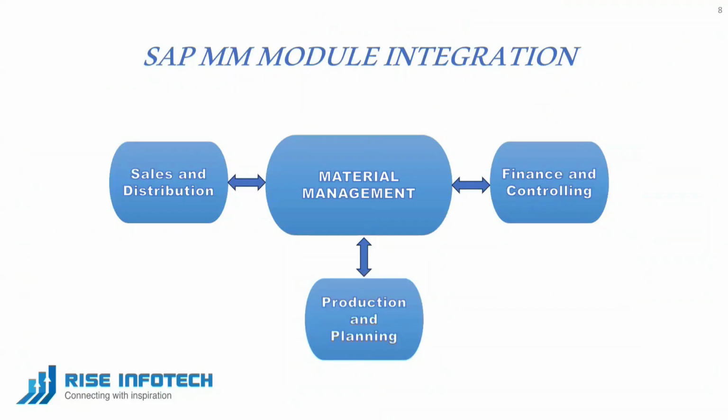SAP MM module integration. We are integrating with modules like sales and distribution, financial and controlling, and PP, production planning. Actually, I forgot to mention EWM, extended warehouse management. SD links material availability with sales orders. PP manages raw materials for production. FICO tracks procurement, costs, and payments.